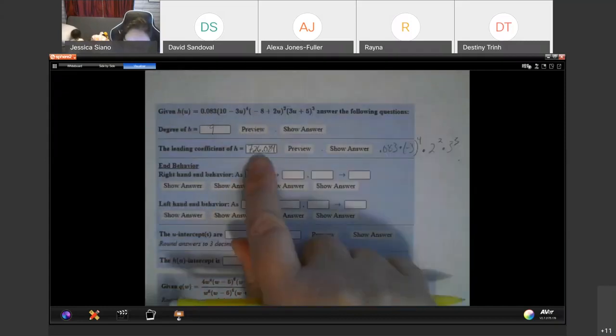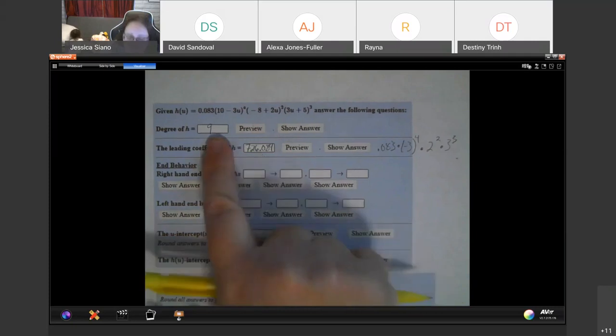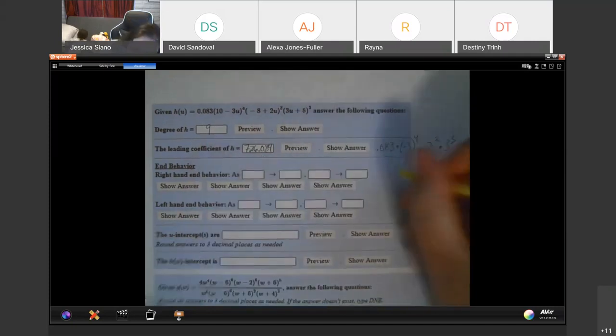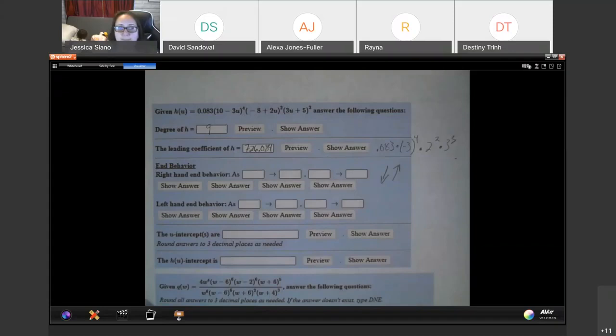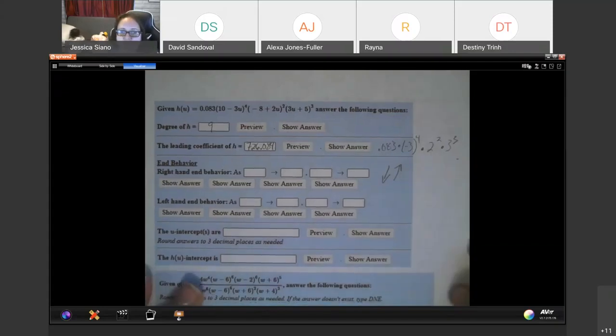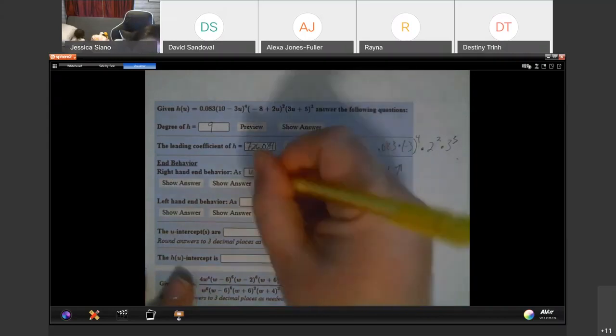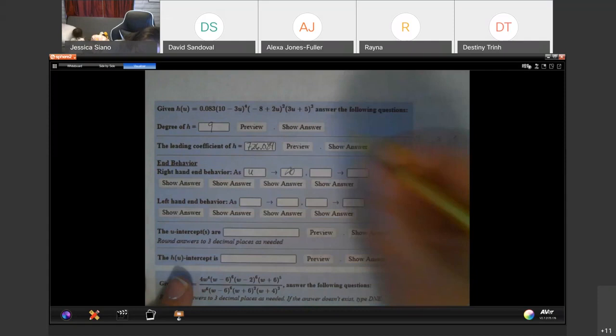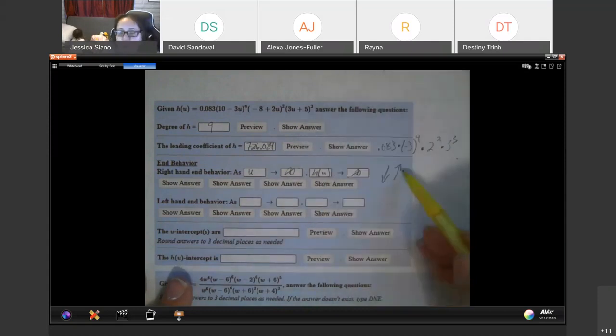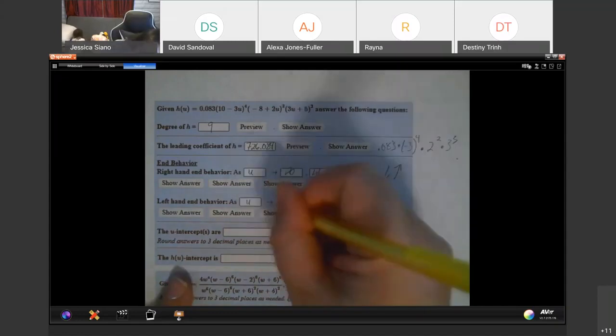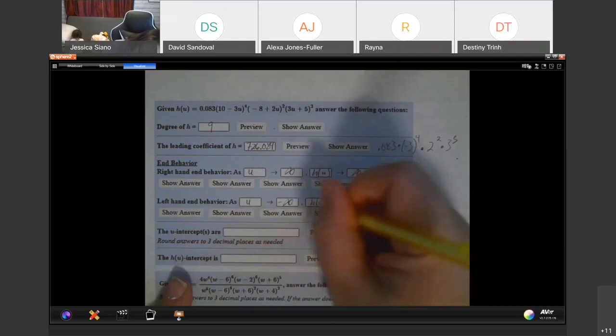So a positive leading coefficient and an odd degree means that my end behavior looks like that. So on the right, as u approaches infinity, h of u also approaches infinity. As it goes right, it goes up. And as it goes left, it goes down.